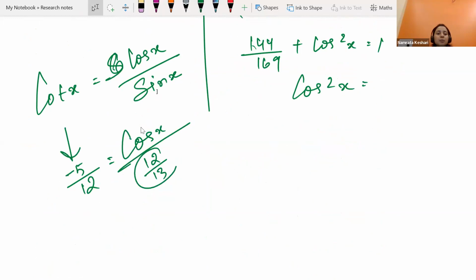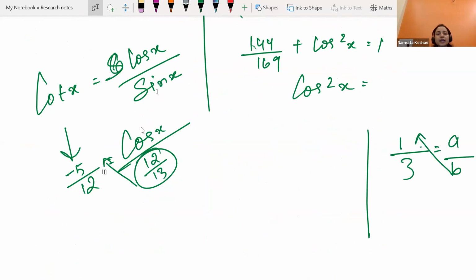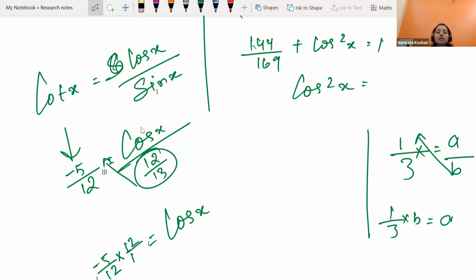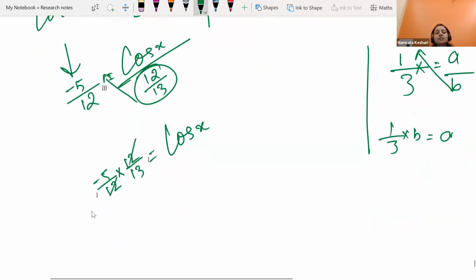Let's do the simplification. This complete fraction we can shift to the other side, and it will sit with a multiplication sign. For example, suppose we have 1 by 3 is equal to a by b. If you shift this b to the other side, of course it will get multiplied: 1 by 3 into b will be there, and a. Similarly, this 12 by 13, if you shift it directly to the other side, whatever way you are comfortable with doing the calculation, please do it your own way. This is also one of the ways. Minus 5 by 12 is there, and directly 12 by 13 will come. 12 is gone, and we are left with cos x is equal to negative 5 by 13.